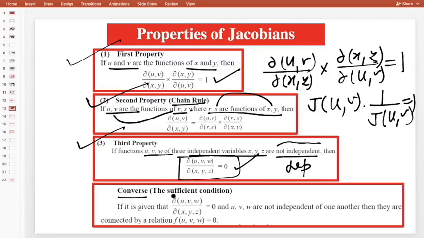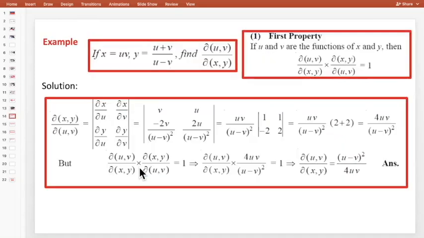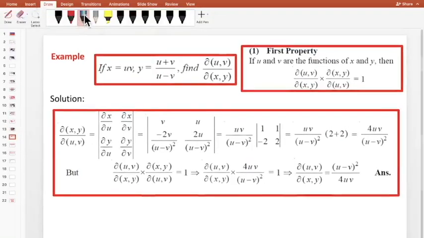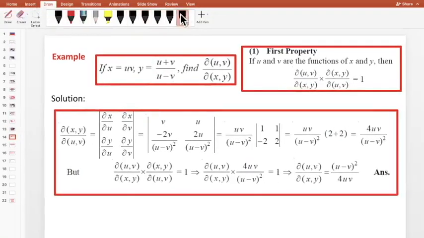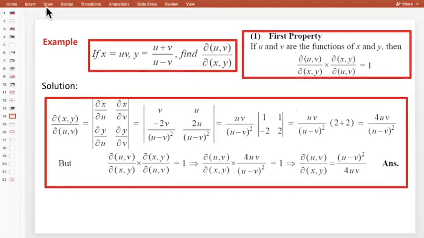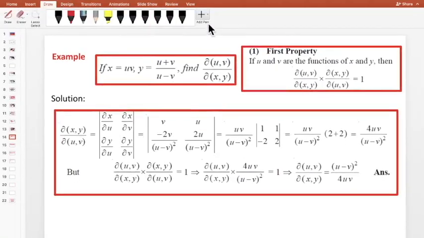So the converse is a sufficient condition, what? If the Jacobian of u, v, w is 0, then u, v, w are not independent, and they are connected by this relation. You can also write it like this, right? So these are the 3 important properties of the Jacobian. Now we see the problems based on these 3 properties. These are very simple. First we see the problem based on the first property, right?